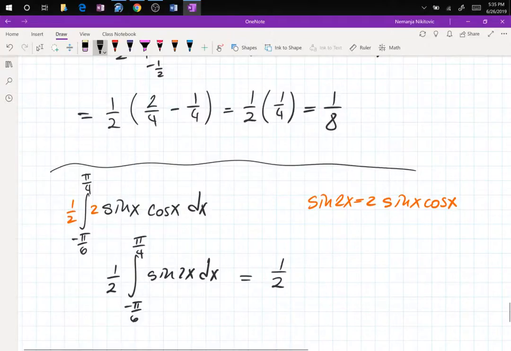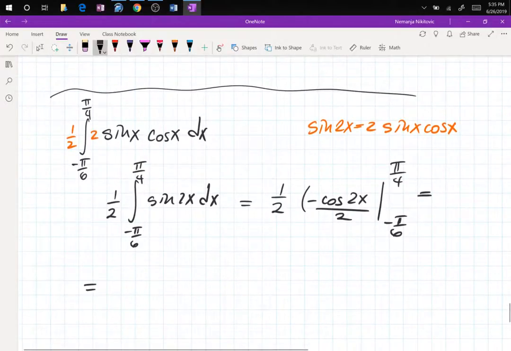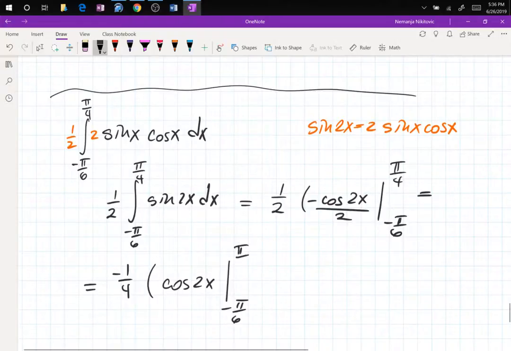So we have 1/2 of negative cosine 2x over 2 computed from negative pi over 6 to pi over 4. So now this becomes -1/4 outside, and inside the parenthesis you have cosine 2x computed from -π/6 to π/4.